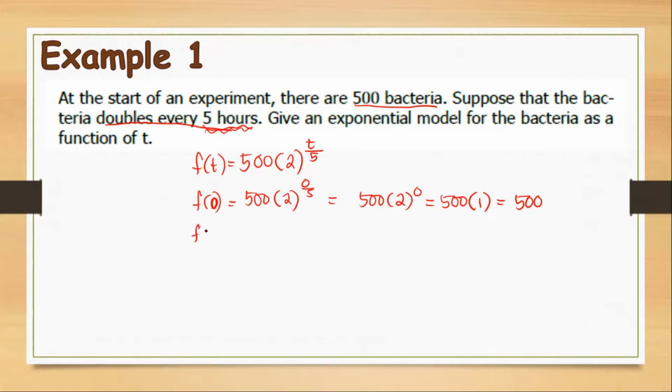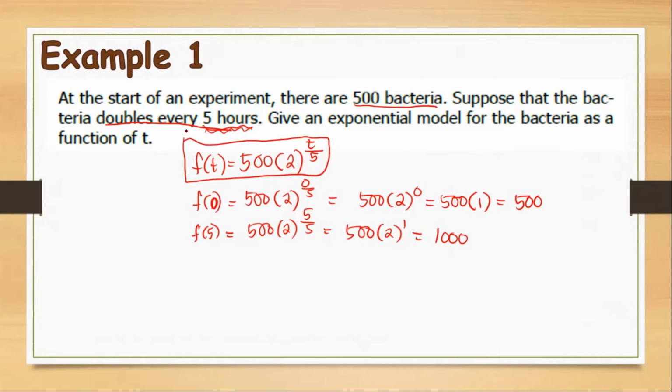Let's check if we try to have after 5 hours. So 500 will be doubled. So 5 divided by 5. That is 500 multiplied by 2^1. And 2^1 is equal to 2. So 500 times 2 is equal to 1,000. It means that after 5 hours, the bacteria will be doubled and it becomes 1,000. So it means that this will be the exponential model for our bacteria as a function of t.